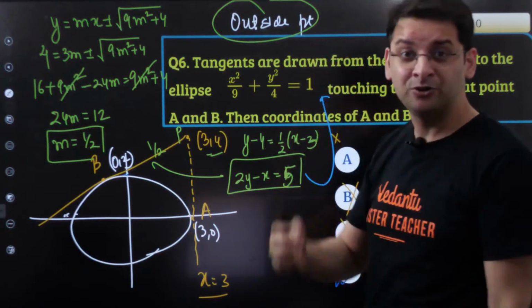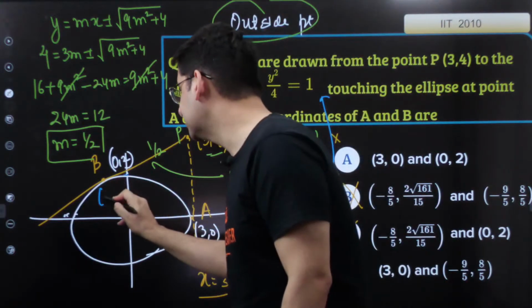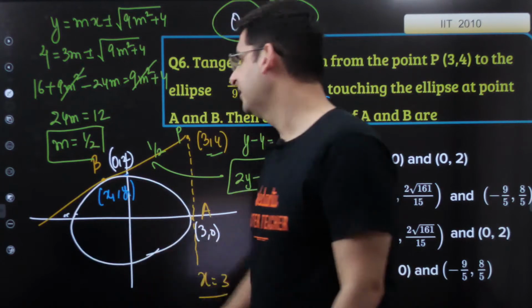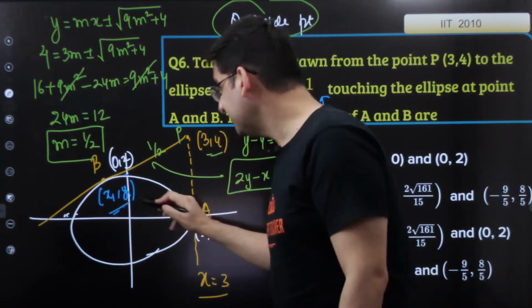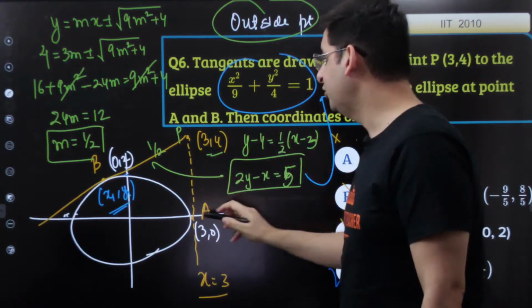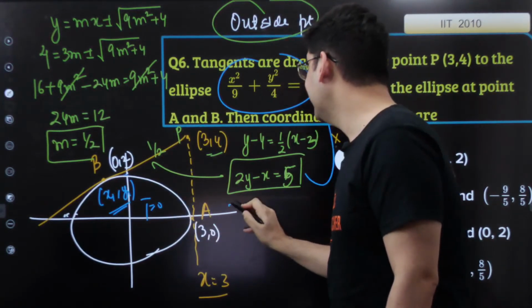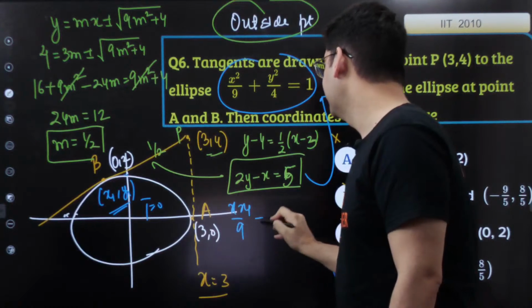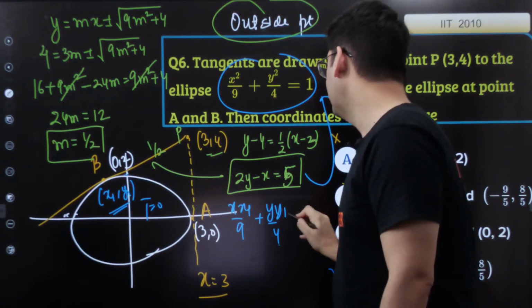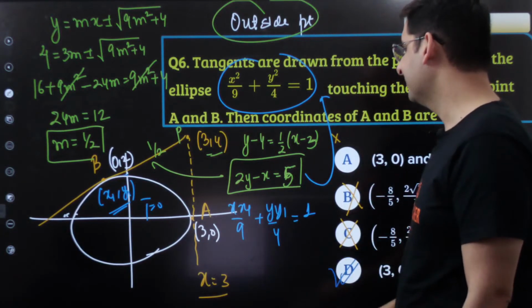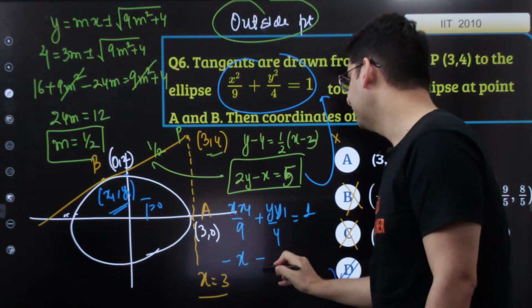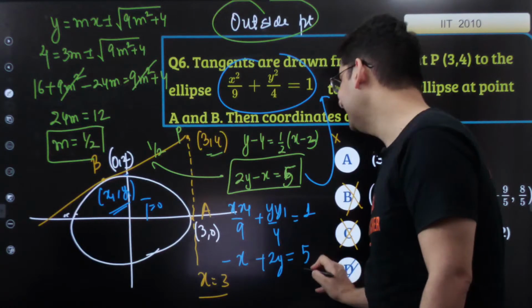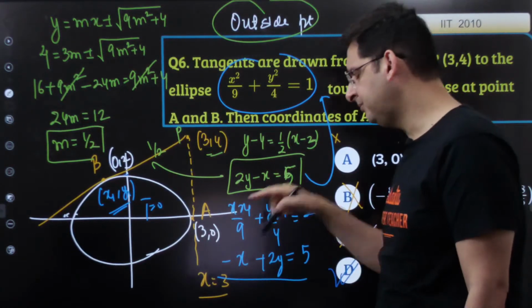So what was the trick that I told you? Assume this point be (x1, y1). Let this point be (x1, y1). Equation of the tangent to this at (x1, y1) is going to be T is equal to 0. That is x1 by 9, y1 by 4 is equal to 1. Can I say this is the same equation? Minus x plus 2y is equal to 5. Same equation. Just compare.